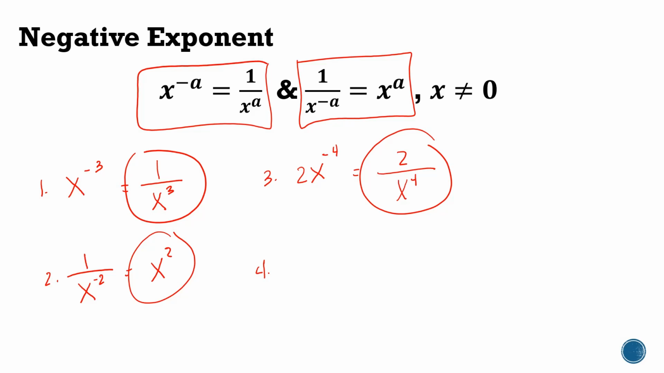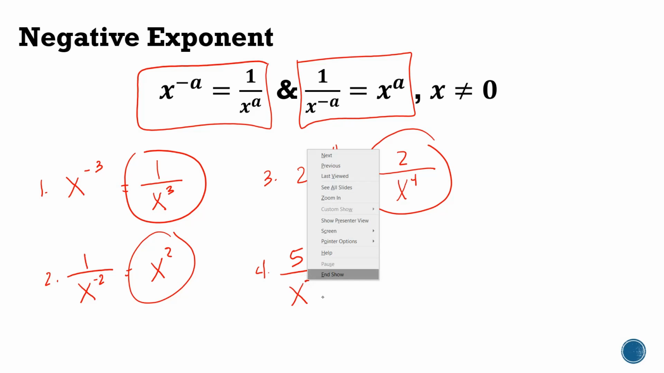Similarly, if we have, let's see, this time I'm going to put 4 here and then over, no, let's make it 5. 5 over x raised to negative, let's say 8. Okay, negative 8. So this will be, that 5 will stay there, and then x raised to 8.